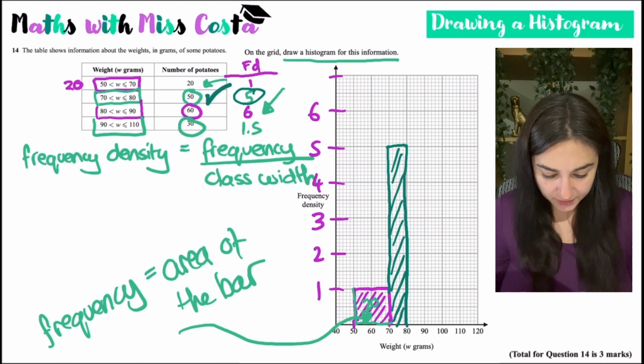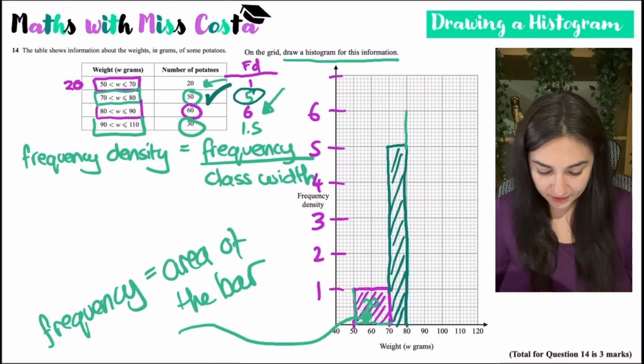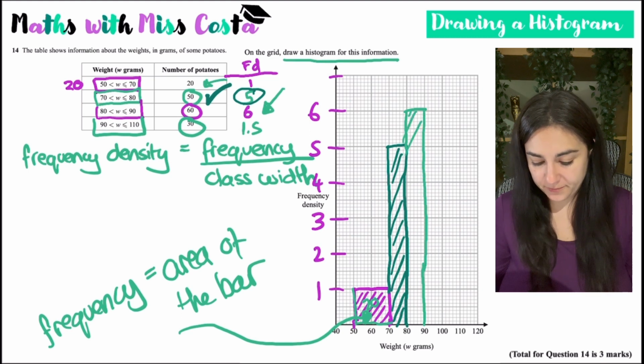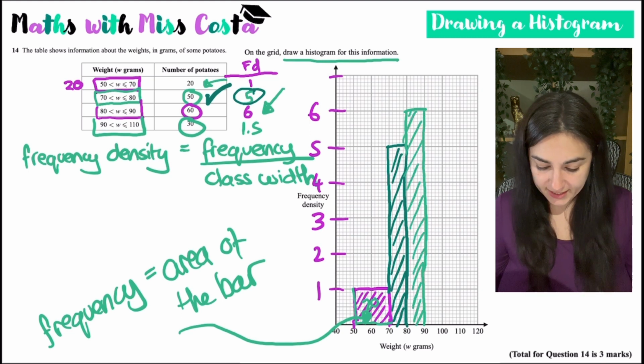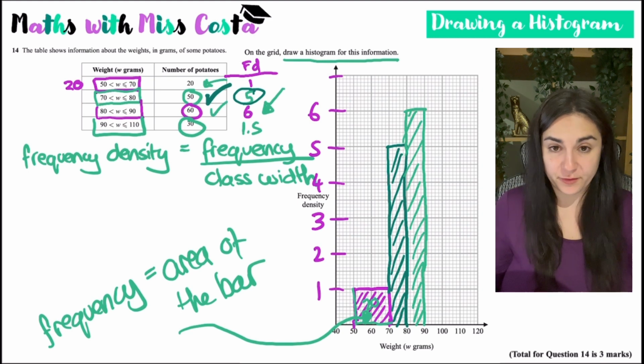Then let's do the next one. So the frequency density is 6. So it's going to go up to 6. And my class width was from 80 to 90. So it's just going to be a class width of 10. So I go up to 6 and I shade that one in. Double check. 10 times 6 is 60. So that is the given frequency.